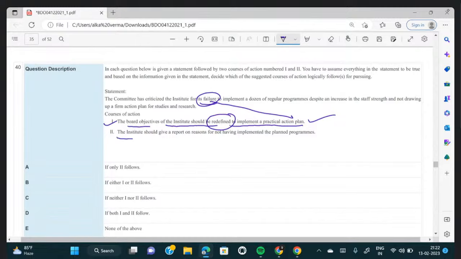The institute should give a report on the reason for not having implemented the planned programs. That is also correct. If you are working in an organization and you're given a task and you're not able to do it, definitely your senior, your team leader, your manager will ask for a report on why it was not done. So in that case, both the actions are correct.